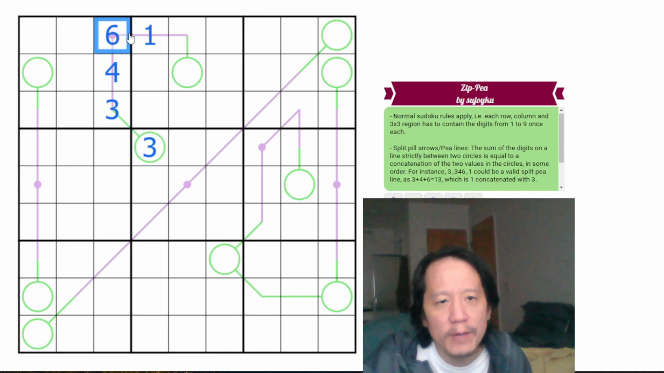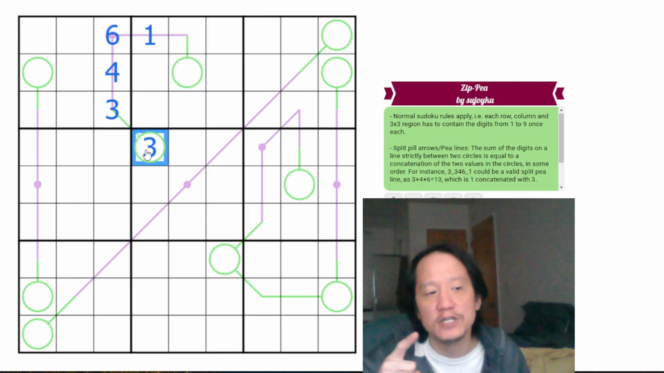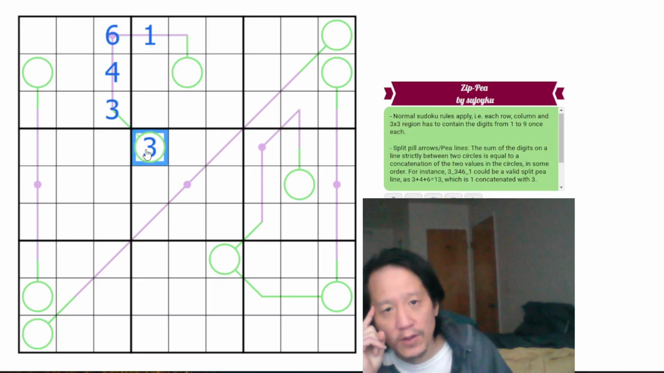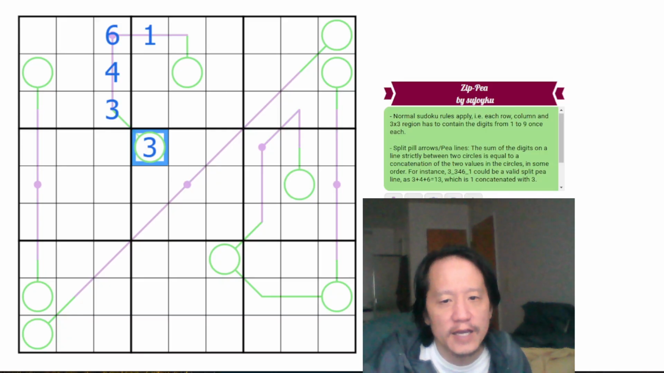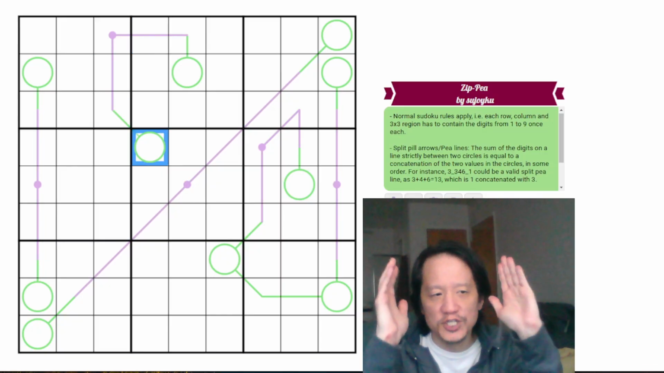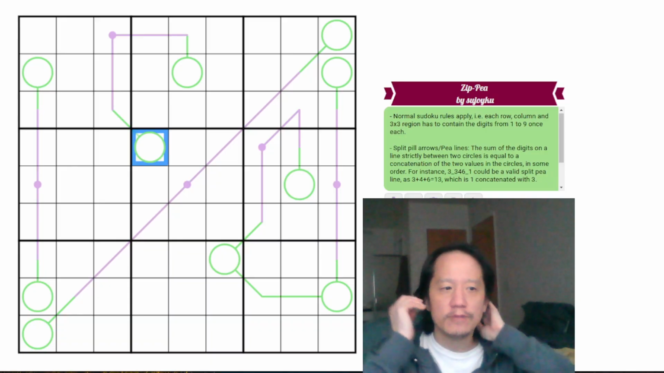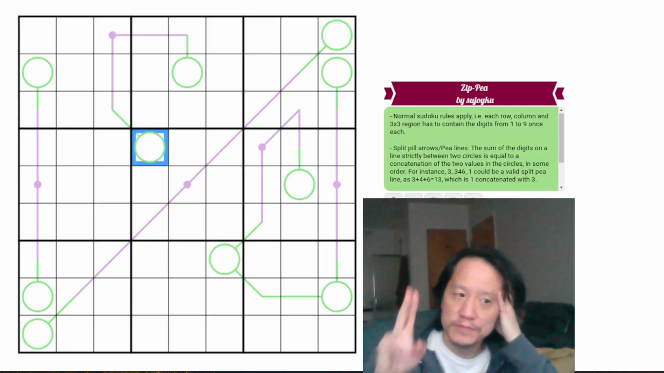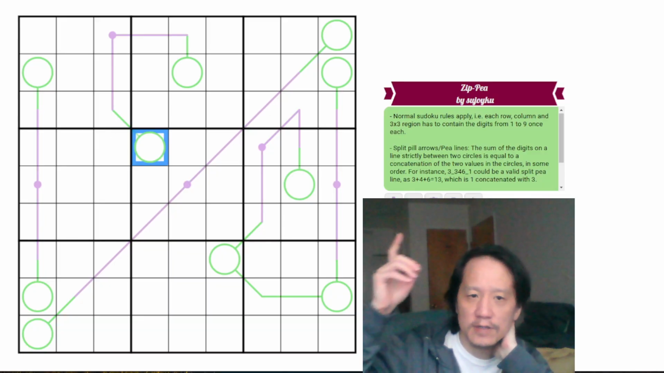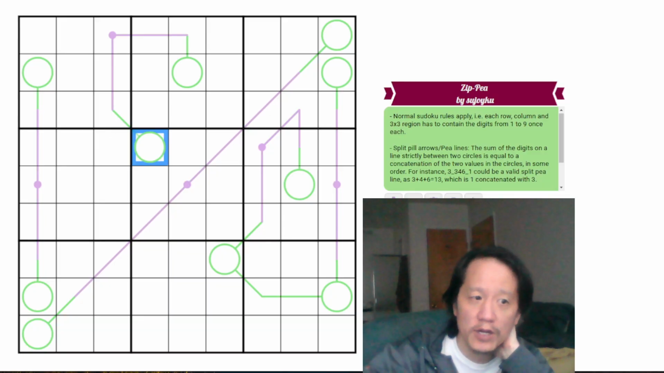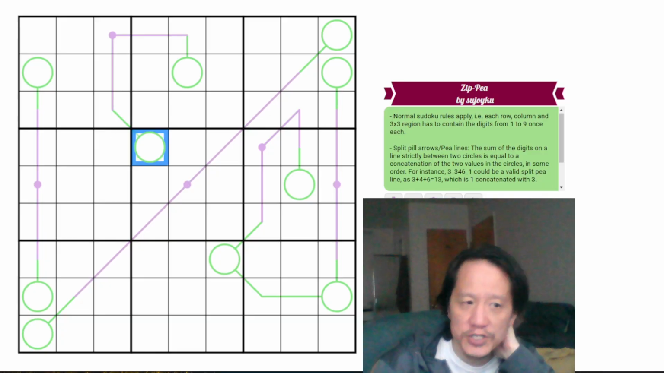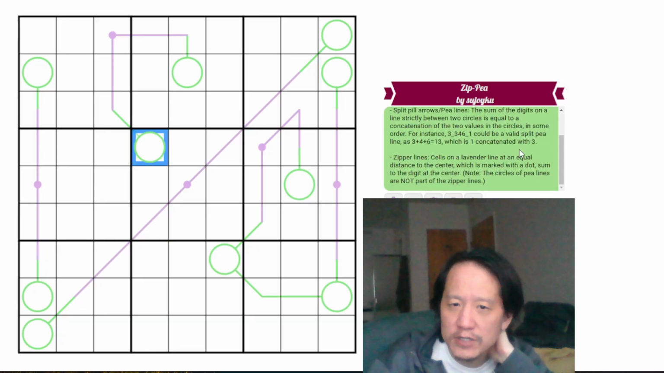So the numbers between the circles, I think it includes a zipper line, have to add up to a concatenation. So one digit is the tens digit and one digit is the ones digit. That's when you think of what concatenation is, right? You're basically mushing the two digits together. And the other numbers in between those circles must add up to that concatenation. So I hope that was clear.